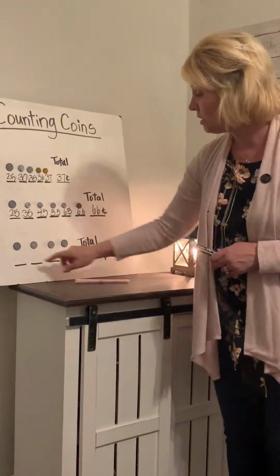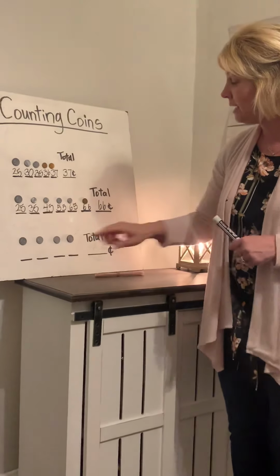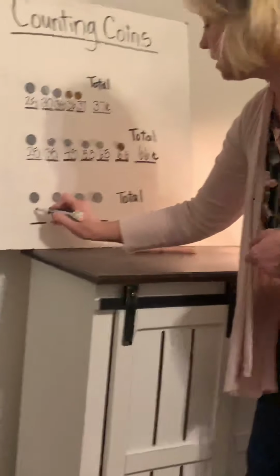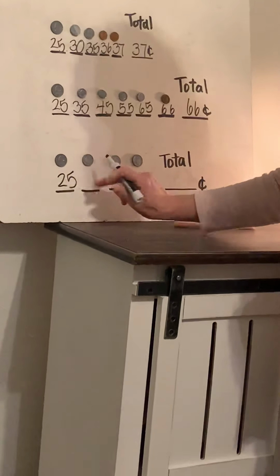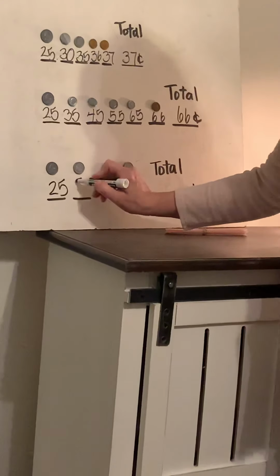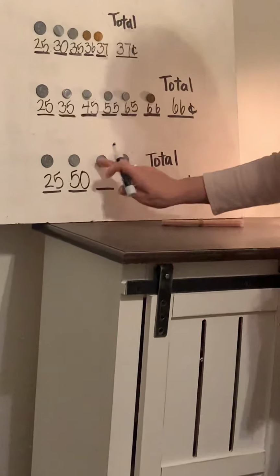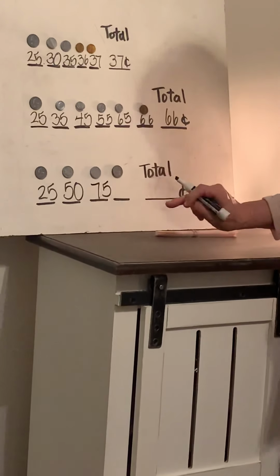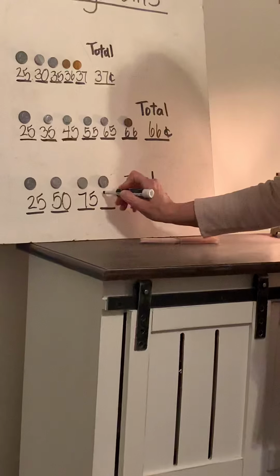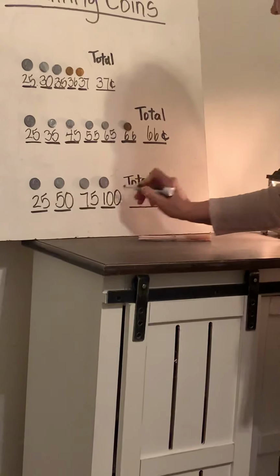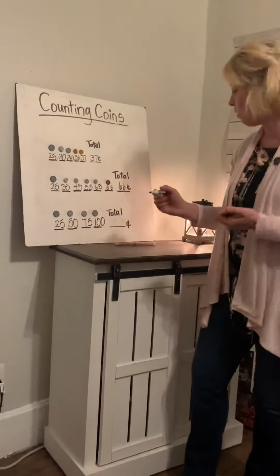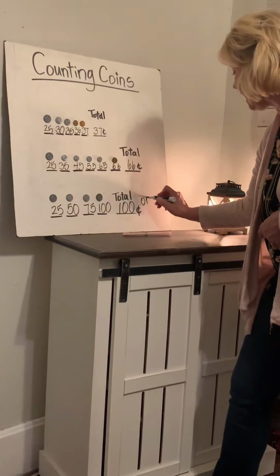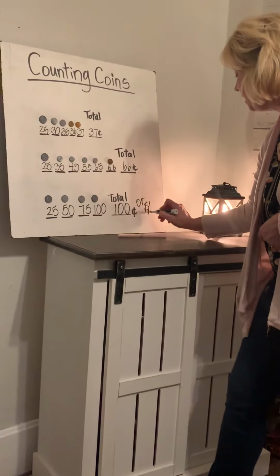One more thing that I wanted to go through on this lesson is, what if you have several quarters? So we know 1 quarter is worth 25 cents. 2 quarters would be 50 cents. 3 quarters is 75 cents. And then if I have 4 quarters, which I know a lot of you know this, would be 100 cents. Or an easier way would be to say $1.